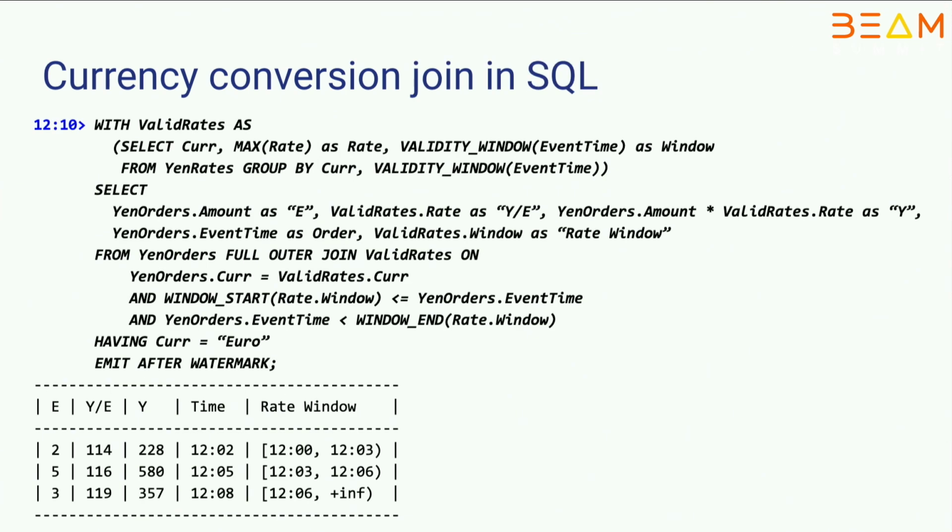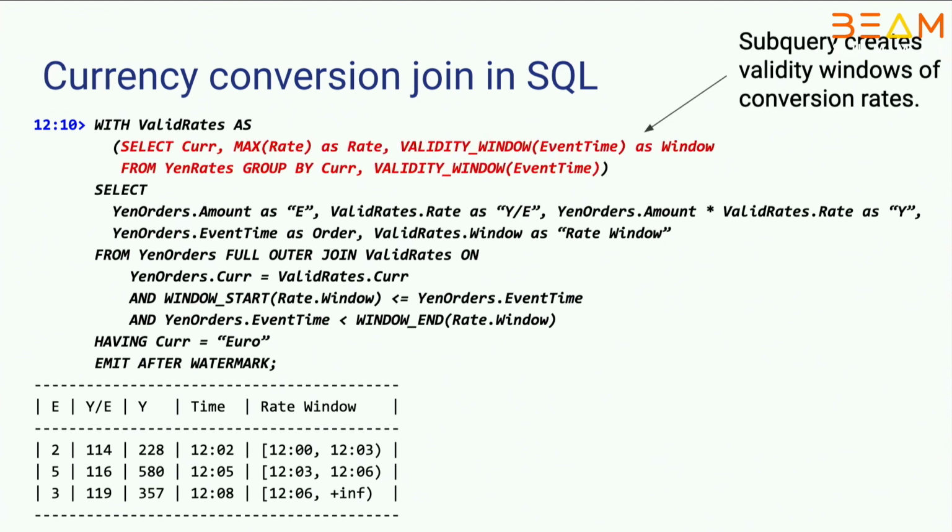But let's actually try to look at this in action now and see how watermarks help. So if we wanted to model this in SQL, using a syntax for the windowing that's effectively what we do in Beam SQL. Imagine that we implemented Validity Windows as a SQL function called Validity Window. It's a bit verbose, but there are some main points here. There's the subquery that's creating the validity windows of conversion rates. It's basically doing what the pipeline I showed earlier is doing.